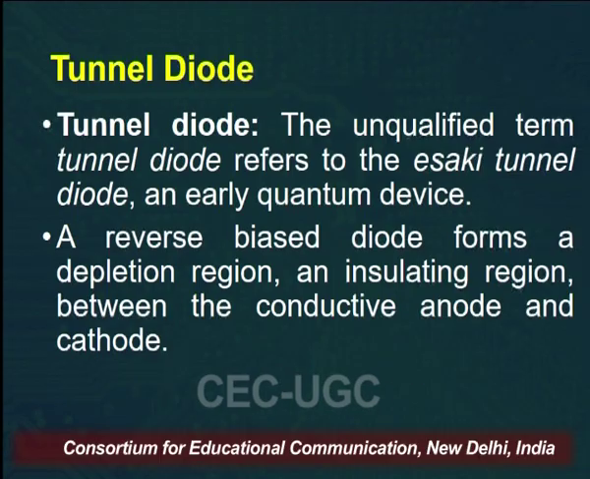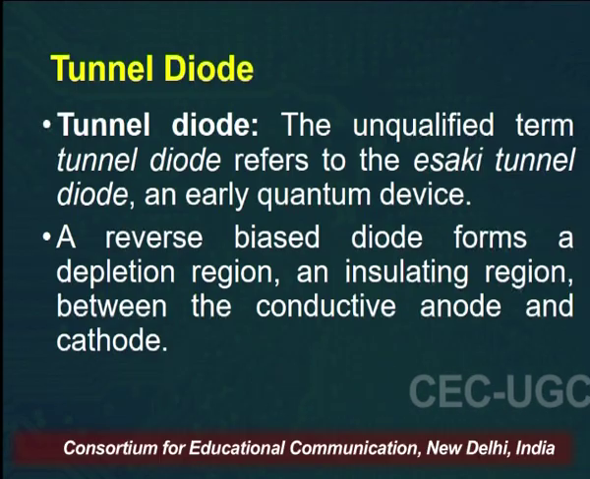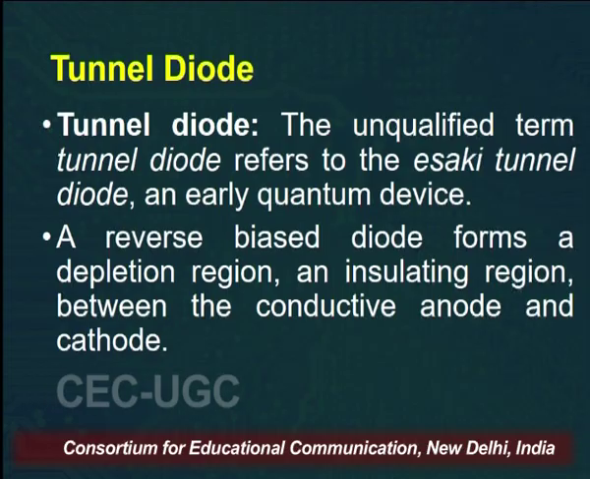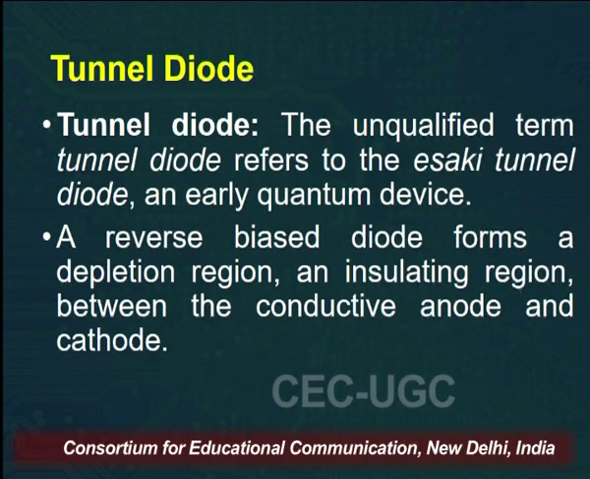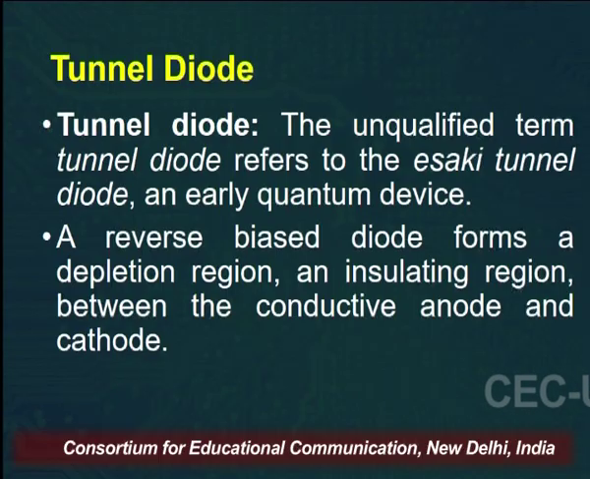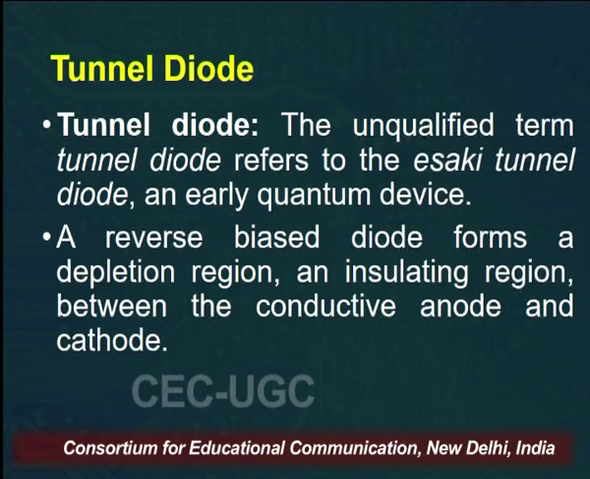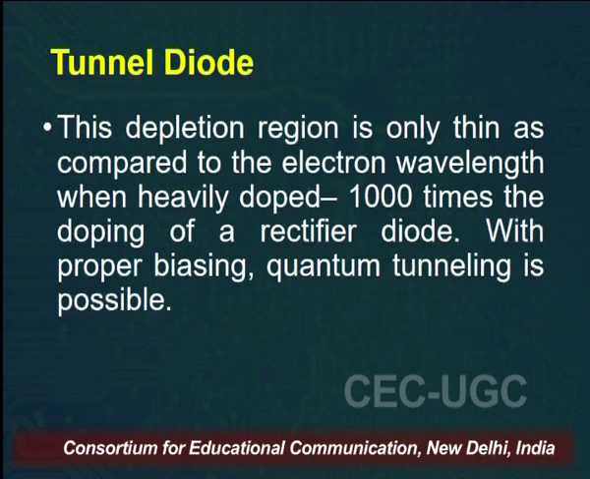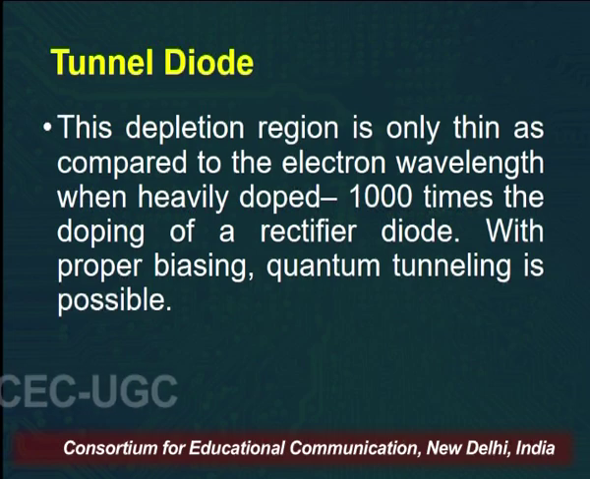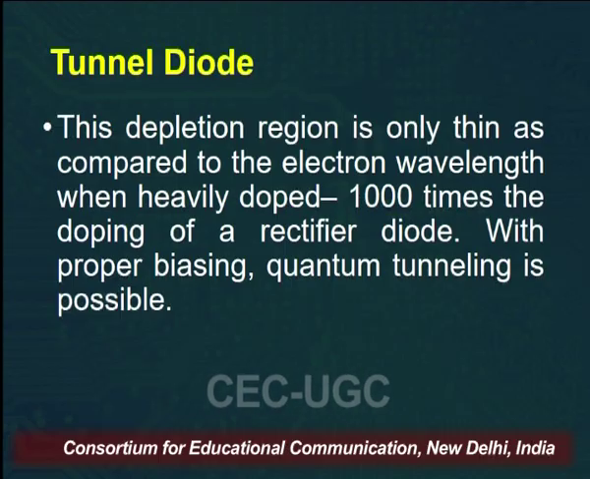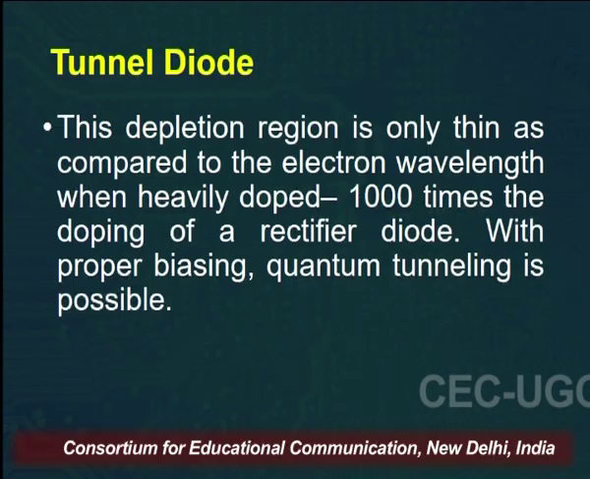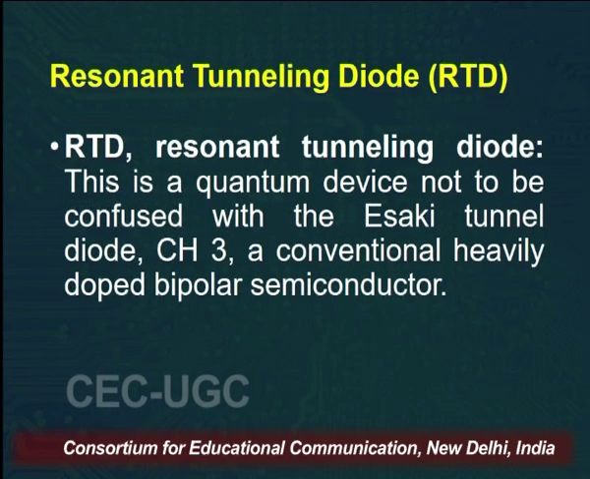In conventional electronics, the unqualified term tunnel diode referred to a tunnel diode in early quantum devices. A reverse bias diode forms a depletion region, an insulating region between the conductive anode and the cathode. The depletion region is thin as compared to the electron wavelength when heavily doped, about 1000 times the doping of the rectifier diode. With proper biasing, quantum tunneling is possible.